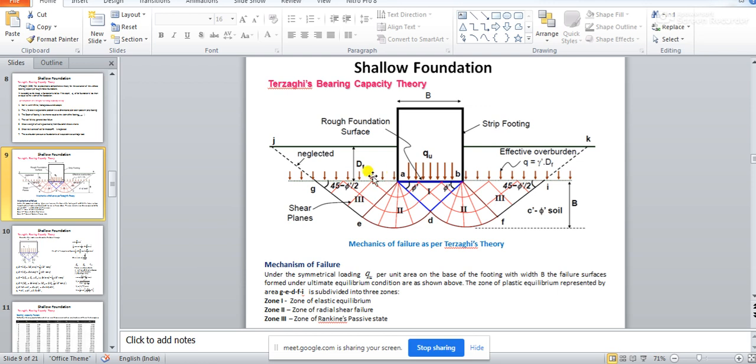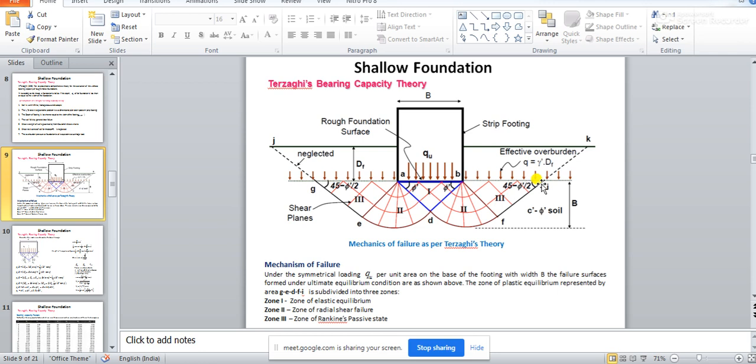And how will you get it? So basically you see these arrow marks. These arrow marks are nothing but a kind of UDL, right. And that is actually your effective overburden, and this is your surcharge weight. So this effective overburden q is equal to gamma df, if you notice here. So that is actually your surcharge weight or overburden pressure. I hope this is clear now.